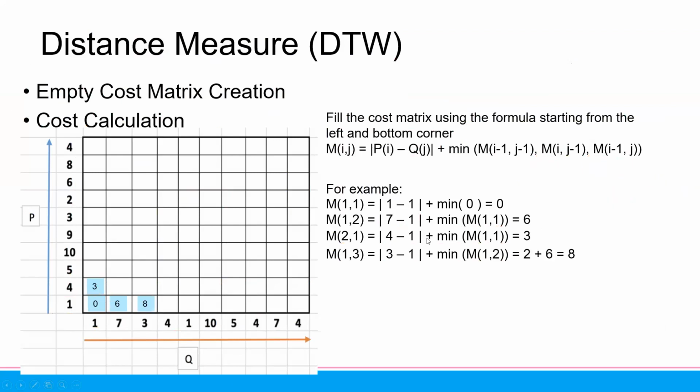What about next? 1,3. 1,3, we have the value is 1, the value is 3, so 3 minus 1. And then we will check the minimum of the surrounding. Okay. This is, we have M0,2. This is nothing. And then M1,2. And then we have M0,2. Sorry, 0,3.